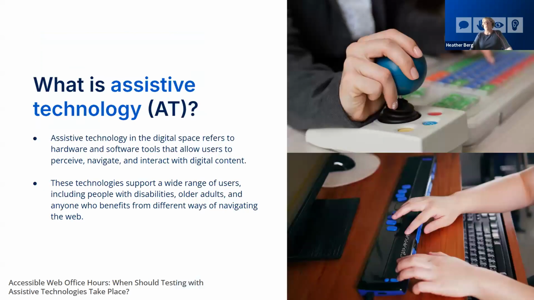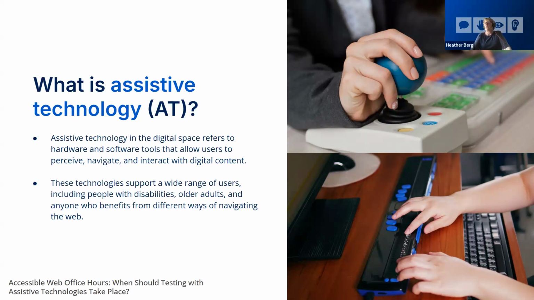What is assistive technology or AT? So just a quick note before we talk about this. We're going to be focusing specifically on AT as it exists in the digital space today, but there are also myriad types of assistive technology from very low tech to very high tech that also exist in the physical world as well. But today we're just going to focus on how it relates to digital accessibility.